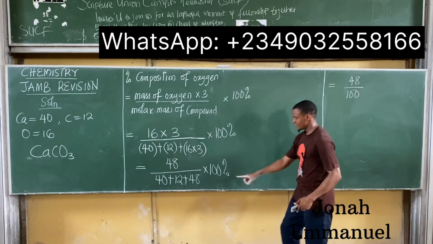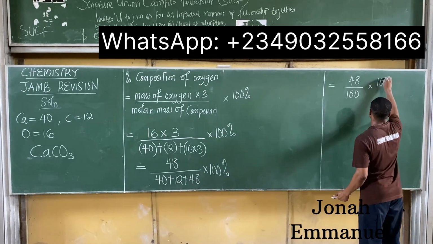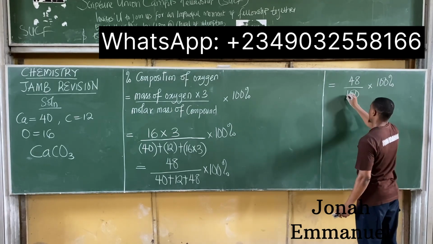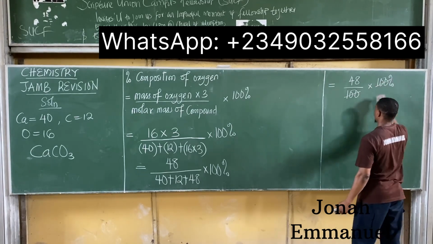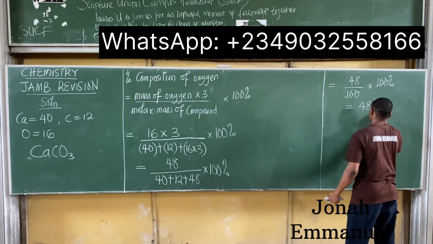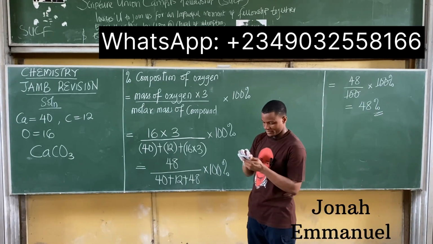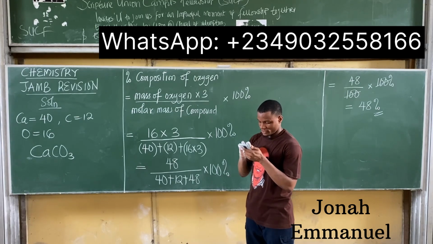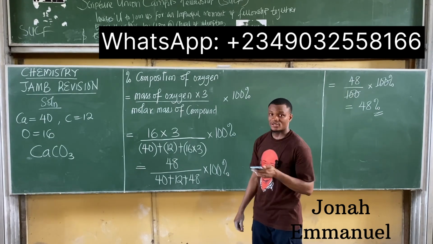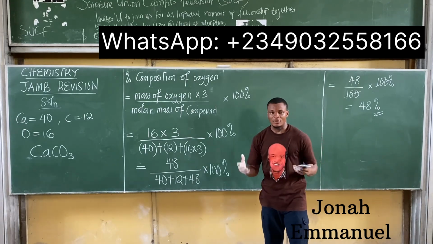If I add all of this, I have 100 times 100%. From here, 100 cancels 100, and that's equal to 48%. So the answer there is 48%. Let's see the option that matches 48%. What I have here, the option that matches 48% is option B, 48%. That's how we solve this question.